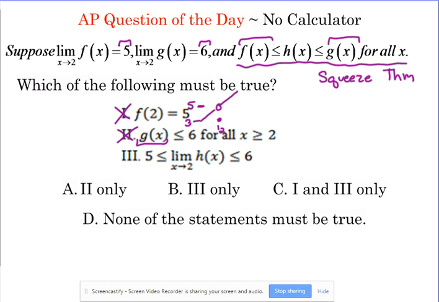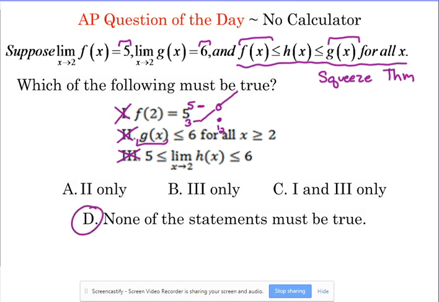Statement number 3. 5 is less than or equal to the limit as x approaches 2 of h of x, which is less than or equal to 6. Now, this one probably makes logical sense, and they're trying to get you to think that it's squeeze theorem, but it's not. Squeeze theorem, they have to be the exact same values. You can't just say that the limit is between those two values because the limit may not exist. Okay, the limit may not exist at that point. So 3 is out as well.